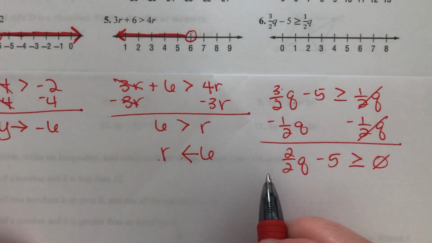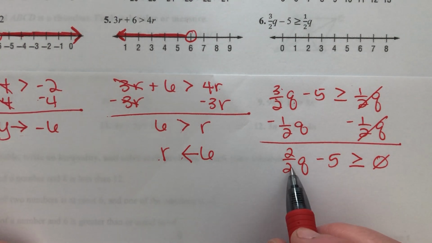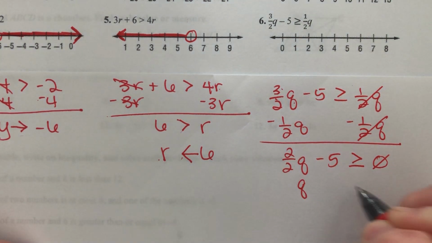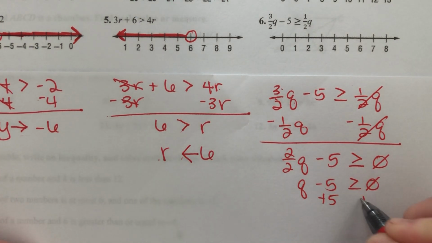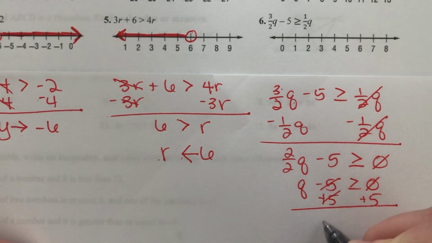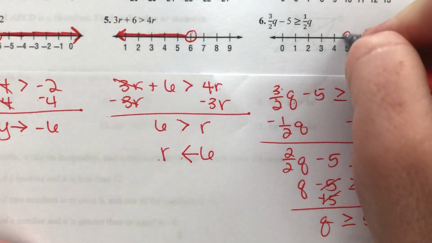Oh, goodness. All right, so here I want q by itself. This is just 1q minus 5. So I'm going to add 5 to both sides. q, keep my sign the same. This is 5. All right, so I go to 5, put a circle.